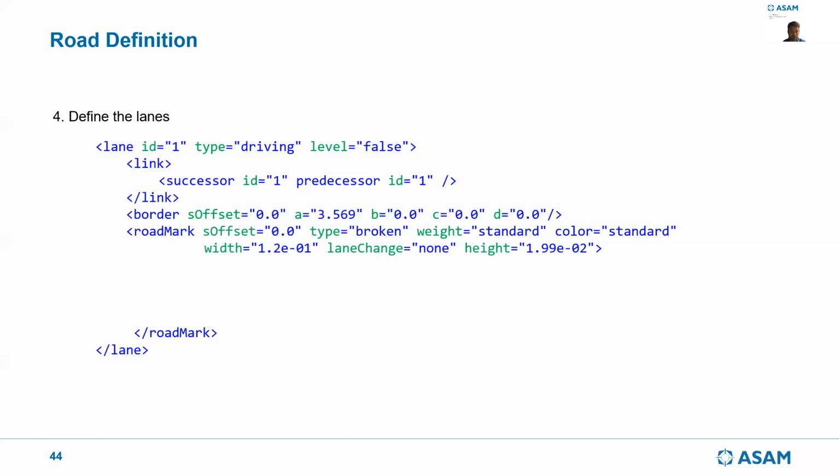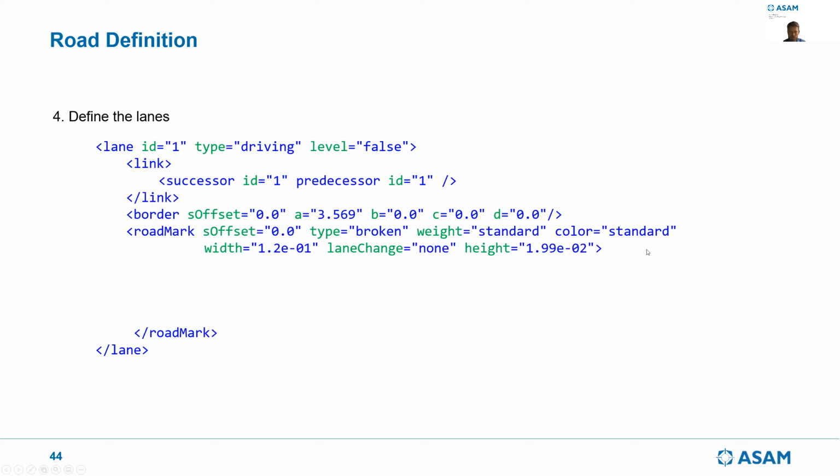Then we have the road mark, in this case here. In that case, the broken line starts at S0. It is a broken line. It's the standard weight, so it's not like a bold line or so. The color is standard, so you could choose from a small variety of colors.